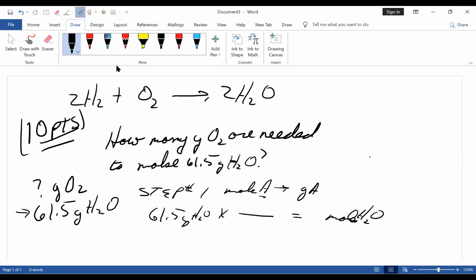Because the only relationship I have between what I'm starting with and what I'm trying to get is a molar relationship from the balanced chemical equation. 1 mole of oxygen makes 2 moles of water. So before I can use that relationship, I have to convert this A, in this case A is water, to moles. And now we'll use unit analysis. Whatever I'm trying to get to goes on top. Whatever I'm trying to get rid of goes underneath.